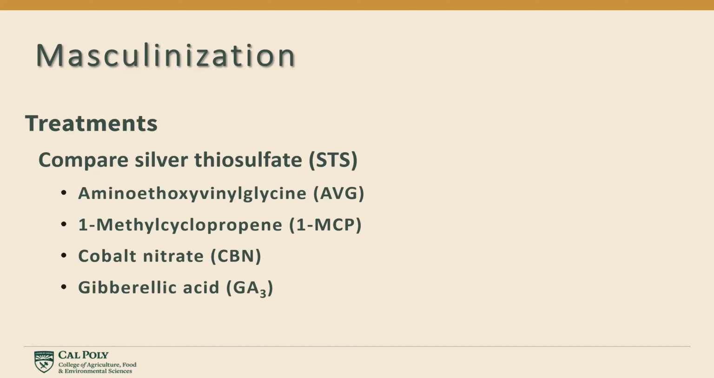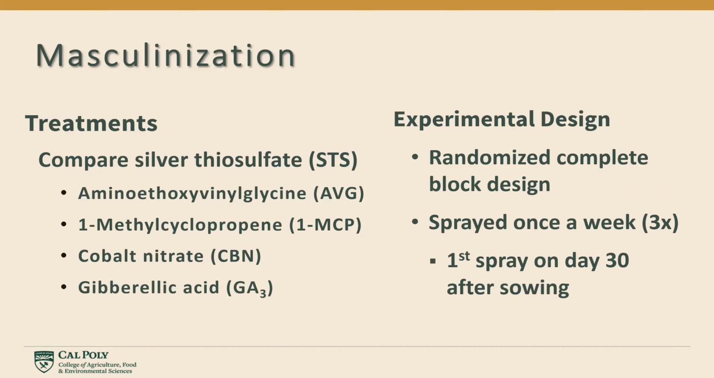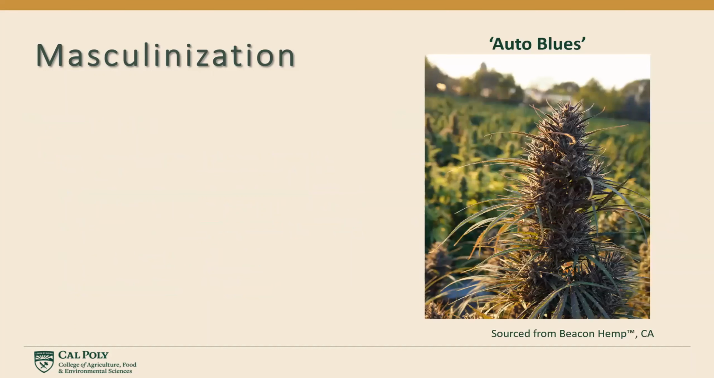The experiment was designed in a randomized complete block design with 8 treatments in 8 blocks. Applications occurred once a week for a total of 3 weeks, and the first application of a treatment occurred on day 30 after sowing. The variety we used for the masculinization study is called Auto Blues, which was sourced from Beacon Hemp in California. It is an auto-flowering day-neutral variety that initiates flowering irrespective of the day length.